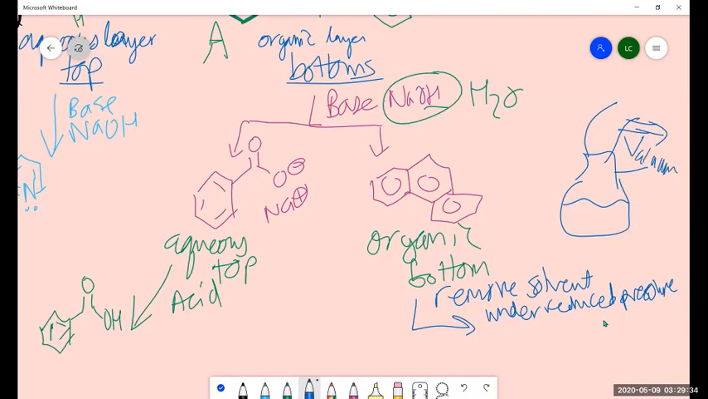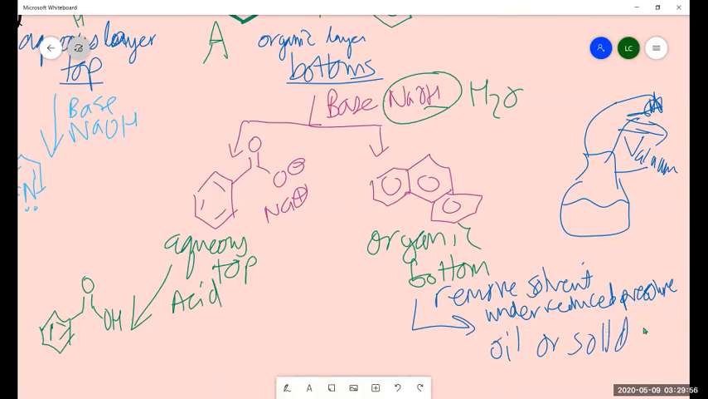And basically you reduce the pressure, and so then it's gonna evaporate more quickly. You just want to speed up the evaporation. And so that's basically what's going on. And then as you do that, you might get viscous oil. And then when you dry it up, you could even get solid. So just remember this setup is different from vacuum filtration.